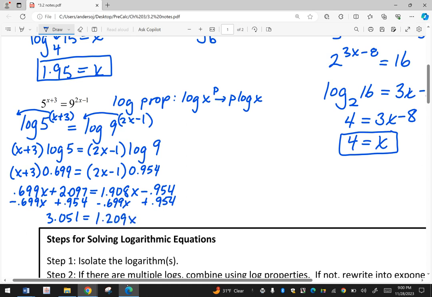And then I can divide and solve for x. So I would have 3.051 divided by 1.209, and I will get x equals 2.524. Now again, on that one I rounded out a little farther. I'm fine with 1 or 2 decimals as long as the process is shown there.